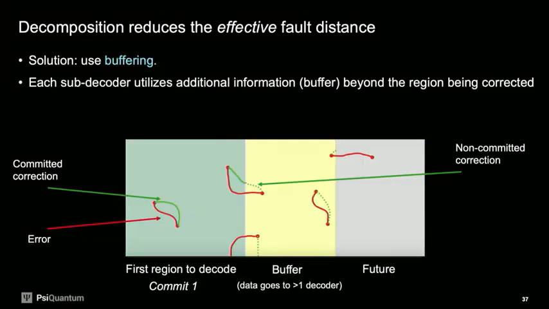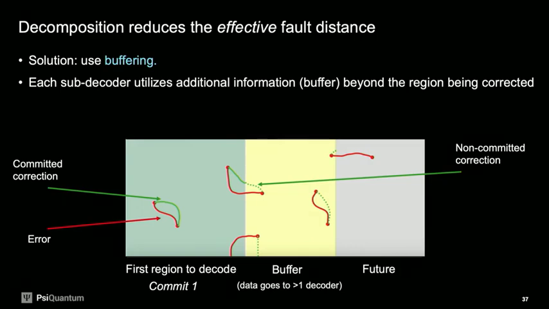By just naively chopping up this decoding problem, you can reduce the effective fault distance, meaning that there's errors of weight less than d over 2 that can cause a logical error. And the solution to this problem is to use buffering. A buffer is just an extra window of information, beyond the region that the decoder is tasked with correcting, that it can use to make a more informed choice.